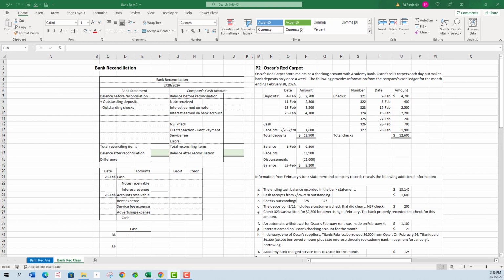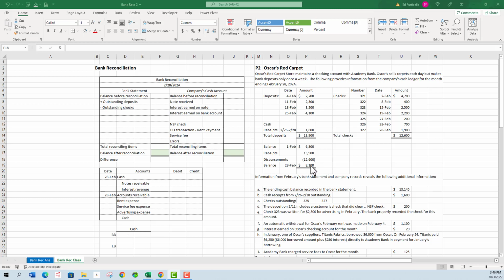If you look at the screen, you'll see that Oscar's Red Carpet Store maintains a checking account with Academy Bank. Oscar sells carpets each day, but makes bank deposits only once a week. Information from the company's cash ledger for the month of February include deposits, checks, and a balance.